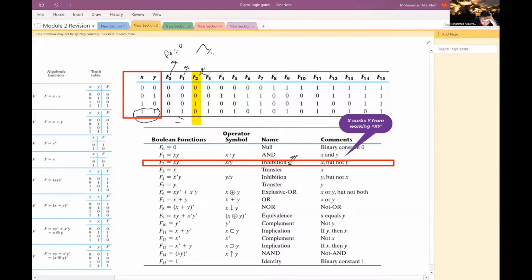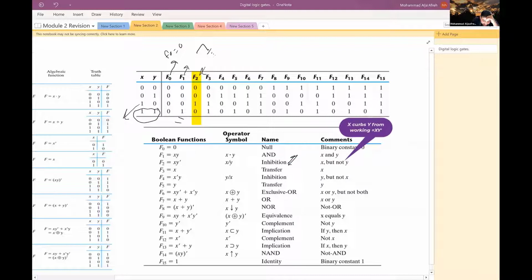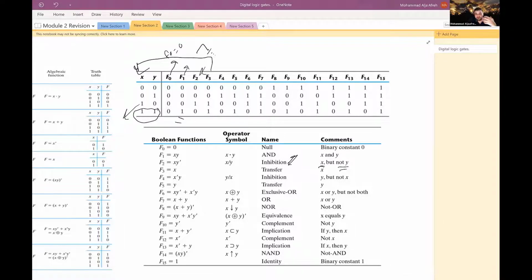Only give you 1 as long as this case, which is when X is at the true state, but not Y. F3 here is called a transfer. Why? Because X at all times, so it can be described as a transfer. Those words are not important for me. The most important thing is capturing the Boolean operation.